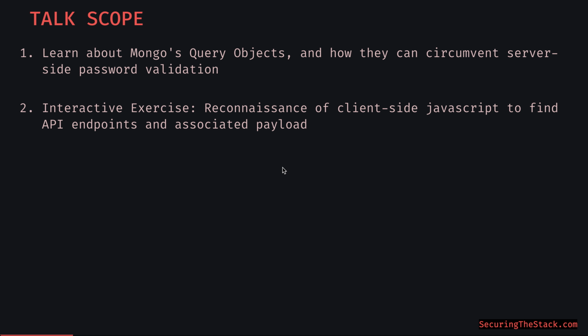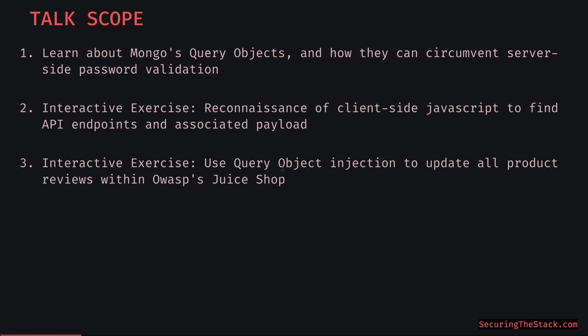Basically, the first part of it, we're going to be doing reconnaissance of client-side JavaScript to find API endpoints, and we're going to be looking at how the JavaScript interacts with the API, and we can reverse engineer what the associated payload needs to be. Then we are going on to part two and leveraging this payload that we reverse engineered. We are going to be doing query object injection, and that is going to update all product reviews within OWASP's Juice Shop application that we commonly leverage.